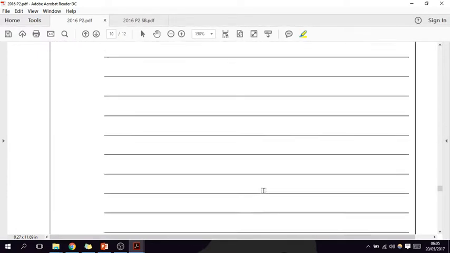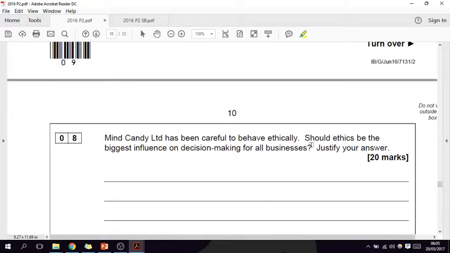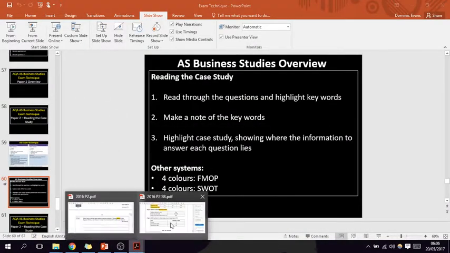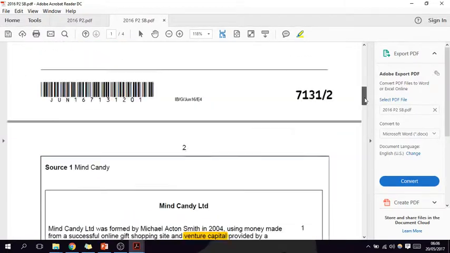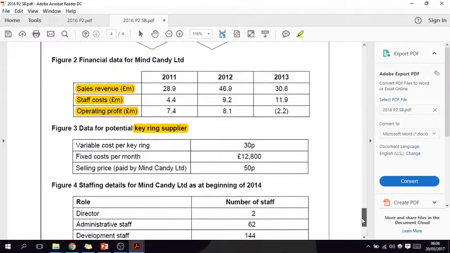And finally, the 20-mark question: should ethics be the biggest influence on decision making for all businesses? So this is a question about ethics. I'll come back to this 20-mark question, because this bit about decision making for all businesses is a slightly different question to what we've been asked in other questions so far, both throughout Paper 1 and Paper 2. But I will do a video on 20-mark questions. Right, so now when I'm reading the case study, I know the information that I'm going to be looking out for. And I could start with this information on the back here.